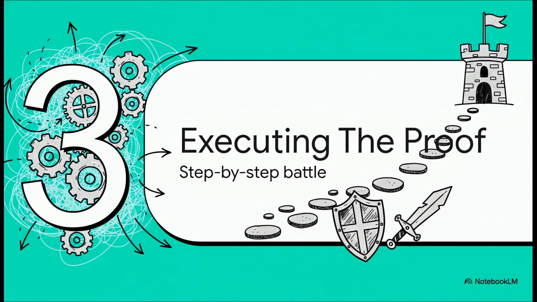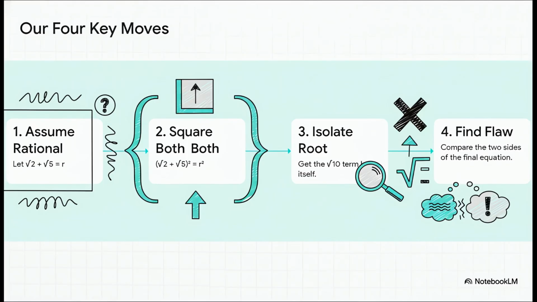Okay, strategy session is over. It is time to execute the plan. Let's walk through this thing together, step by step, and let's take this problem down. So here's our 4-step attack plan. First, we're going to make that sneaky opposite assumption. Second, we'll square both sides to simplify things. Third, we're going to isolate the one piece of the puzzle that's causing trouble. And finally, step 4, we expose the contradiction for everyone to see.